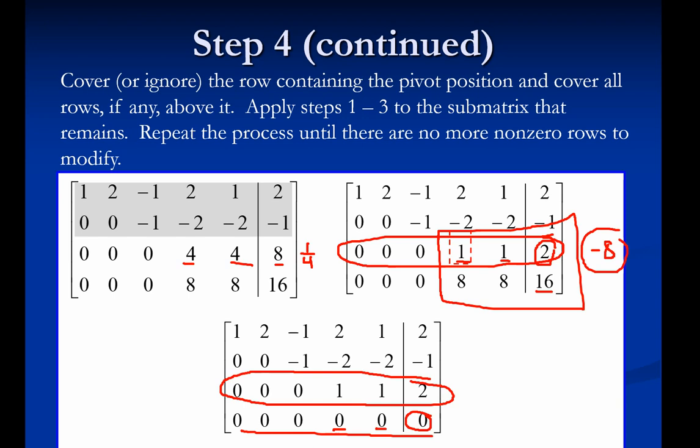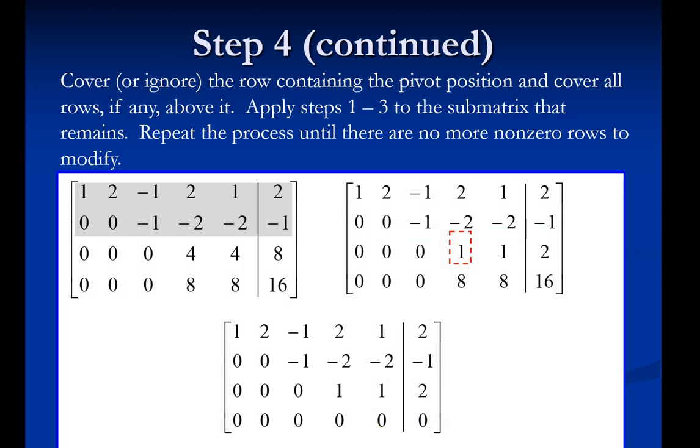As we work on getting zeros below this pivot, we actually get all zeros. And so it turns out that now we're done. We're actually in row echelon form. And if we wanted to, we could very easily be in reduced row echelon form.